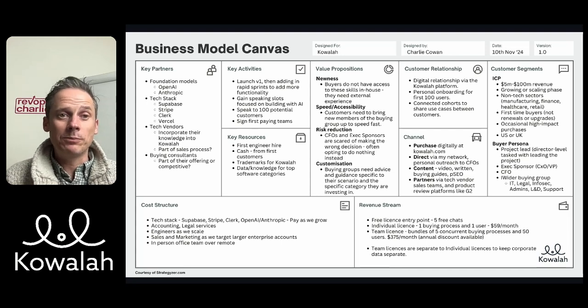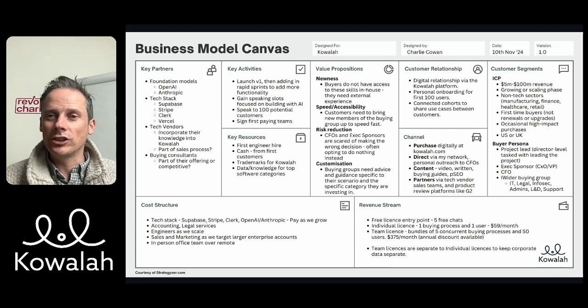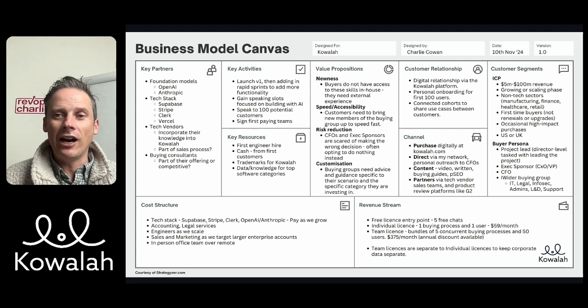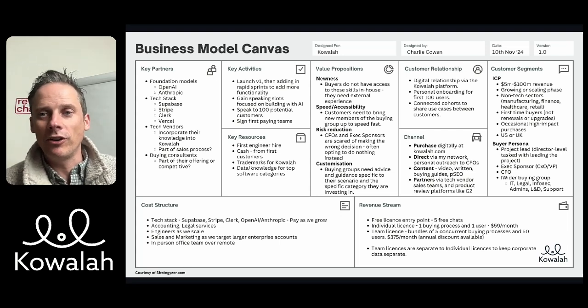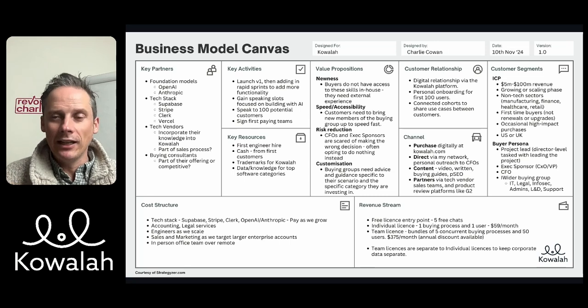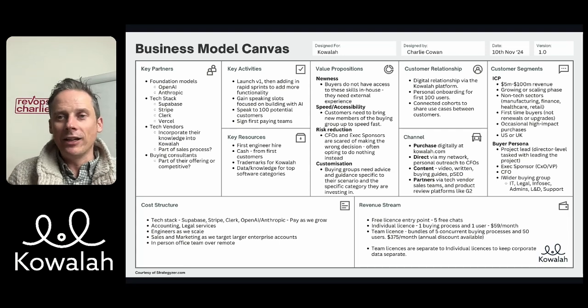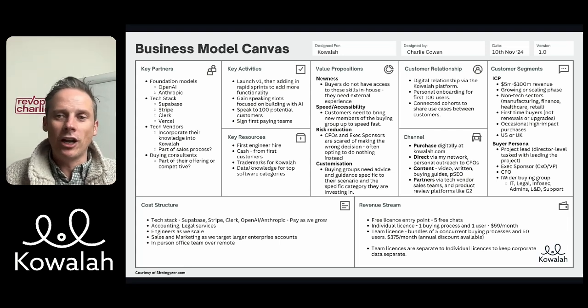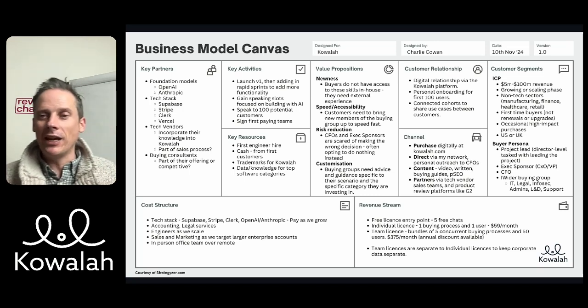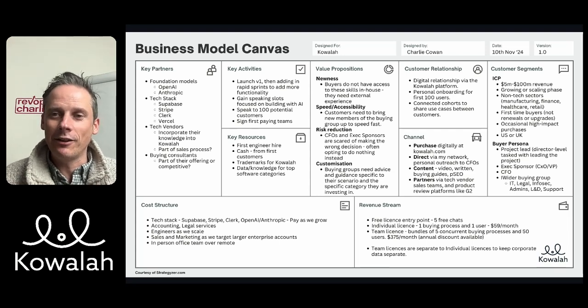Who is it that this product is going to service? Now, I split this out into two types. So firstly, the ICP, the ideal customer profile. What's the type of company that I will be selling this product into? And so in my example of Kowalah, it's a platform to help buying teams or buying groups to run a great buying process. So I'm aiming at companies that are in the sort of 5 million to 100 million revenue space. Not too small, not too big, kind of Goldilocks companies is how I think about them.